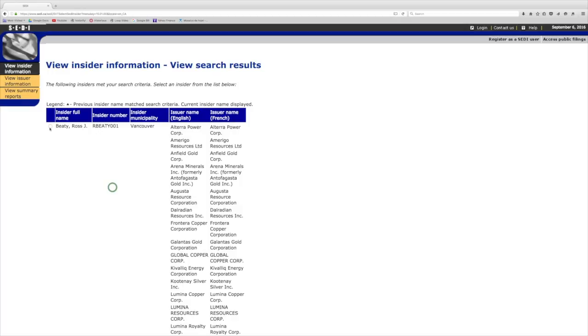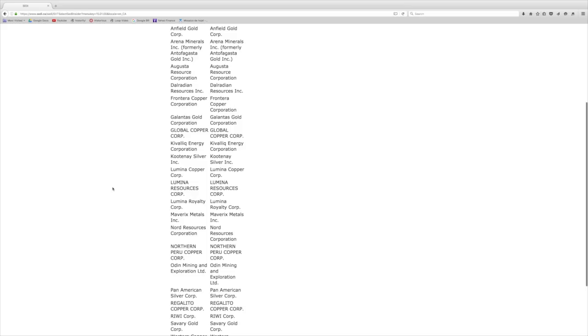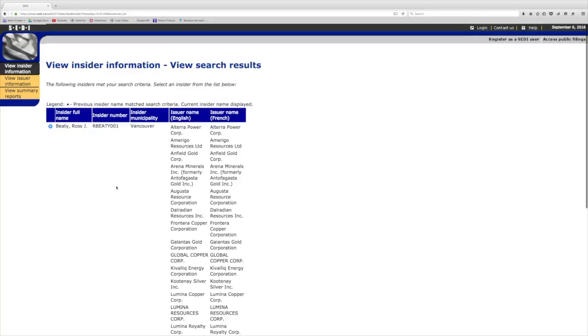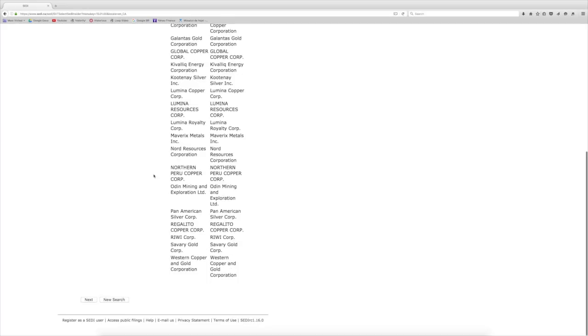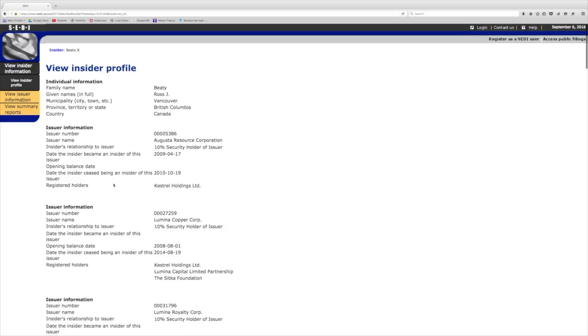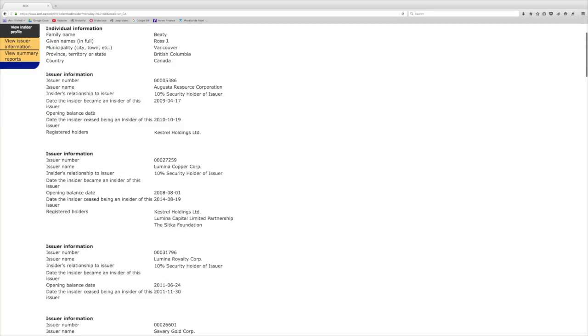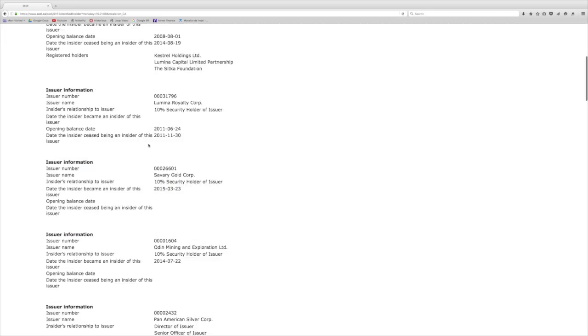Now, here you can see all, oh my goodness, so many companies that he's an insider of. Altera Power, Amerigo, Arena, Augusta, Frontera, Galantis, Kootenay, Global, so many of them. Just so many. Awesome. And if you hit next, you can sort of see a summary of what Mr. Beatty has been up to these last few years.